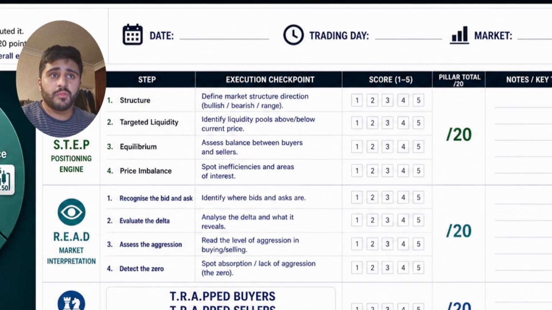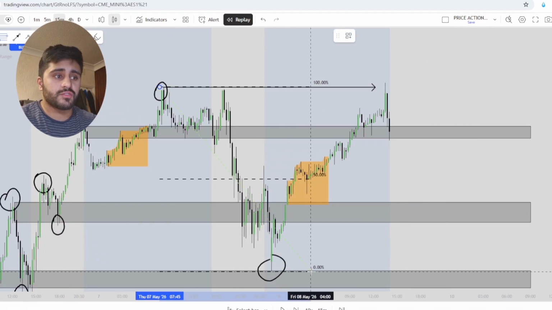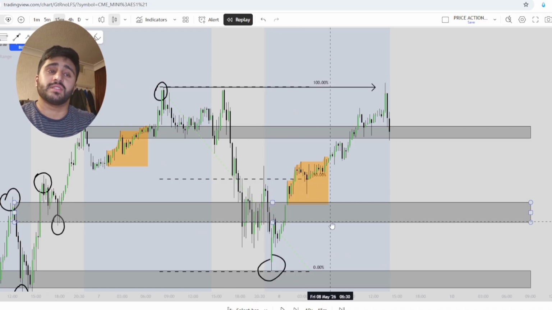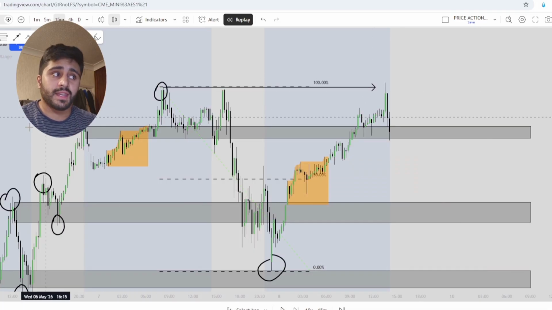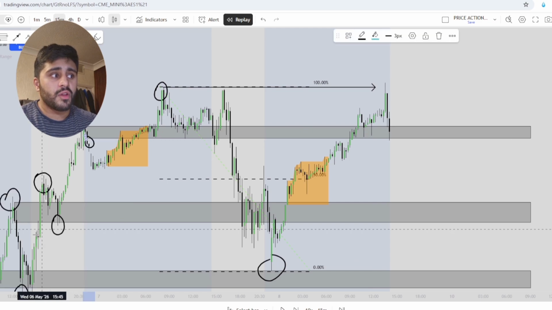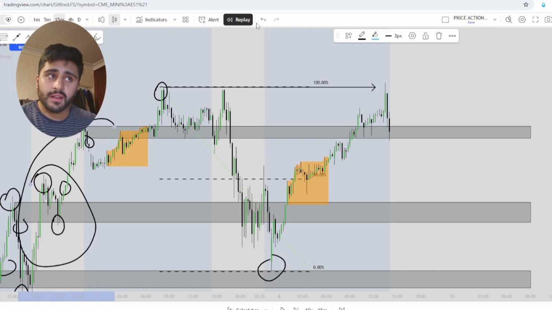Then equilibrium, right? It's very simple where we have an equilibrium here. So this is the structure high, this is the structure low. Anything above the 50% becomes a premium, anything below is a discount. So that's what the E stands for, equilibrium. And the final thing is price imbalance, and that's what leads to our key levels. And so we have identified a price imbalance here. We also had one here, we have some here, and we also had one down here as well. So these are all of our price imbalances, right?